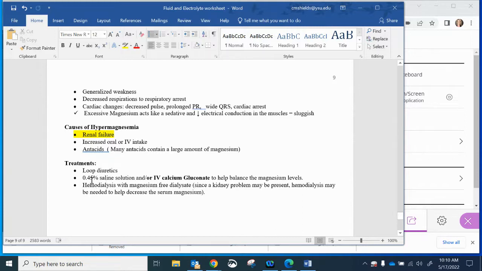0.45% saline solution, which is a hypotonic IV solution, or IV calcium gluconate can help balance mag levels. Calcium and magnesium, contraction, relaxation, so these do balance each other out. So calcium can certainly help to treat hypermagnesemia. Something you may be familiar with if you work in the hospital: hemodialysis with magnesium-free dialysate. Since a kidney problem may be present, hemodialysis may be needed to help decrease the serum magnesium. Again, generally we're looking at a kidney problem right here.